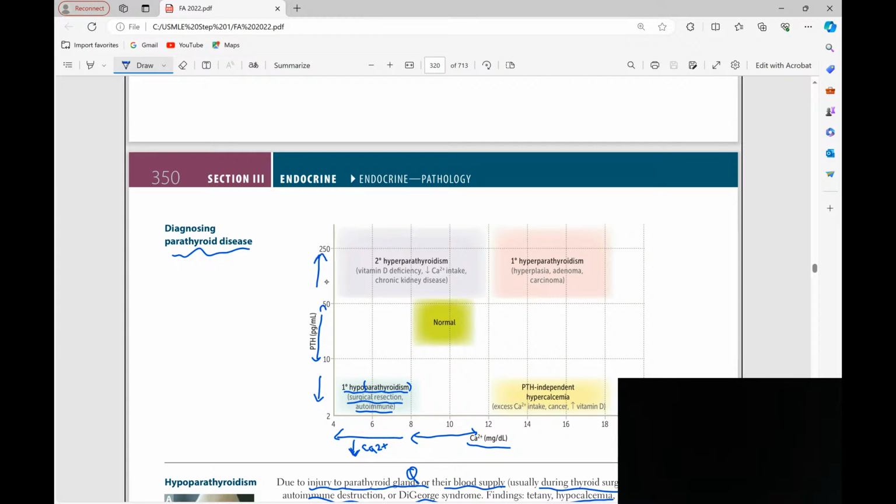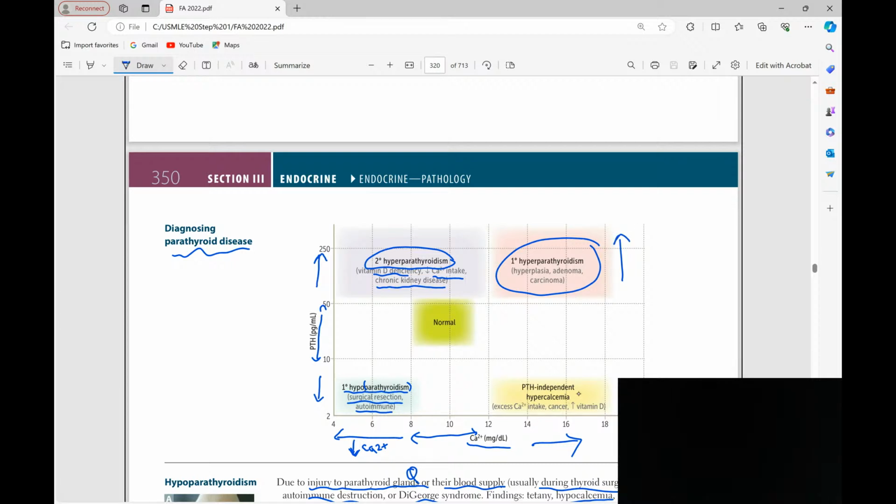The other part is when calcium is low but parathormone is very high. This is where we have seen chronic kidney disease, due to vitamin D deficiency and decrease in calcium intake. So this is due to secondary hyperparathyroidism. In primary and tertiary hyperparathyroidism calcium level is high, but in secondary hyperparathyroidism, parathormone is high but still calcium is low.